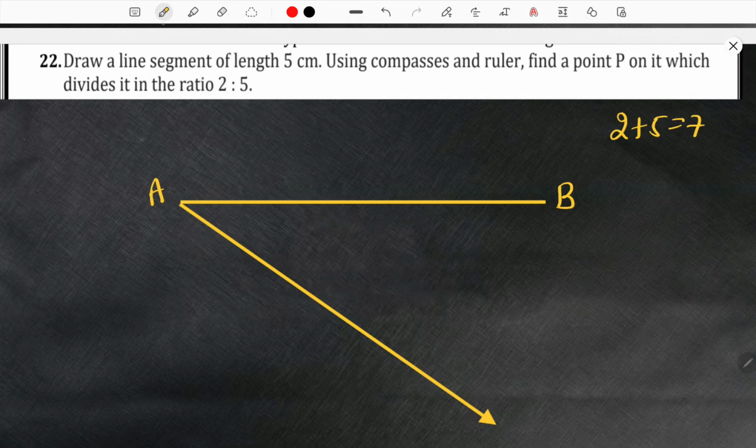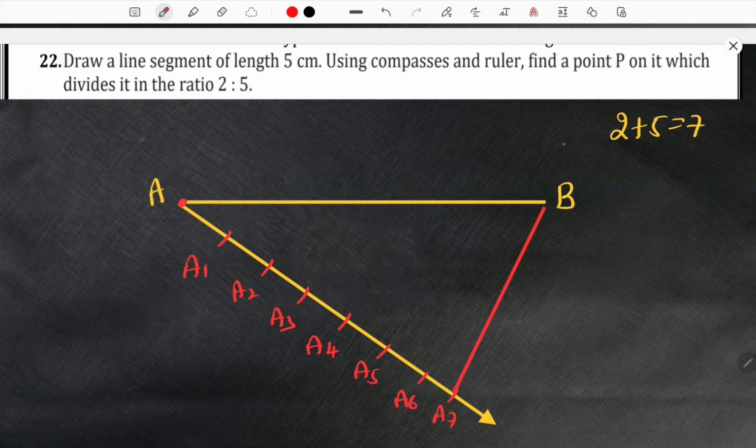Now by keeping the compass needle here, you mark 7 points. First point, second point, third point, fourth, fifth, sixth and seventh, and name them as A1, A2, A3, A4, A5, A6 and A7. Do it yourself. Dear students, you have to do it on your own. Then afterwards you join A7 to B.